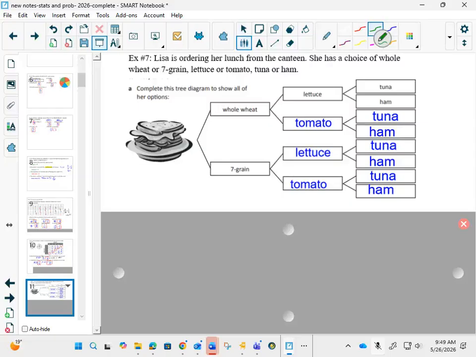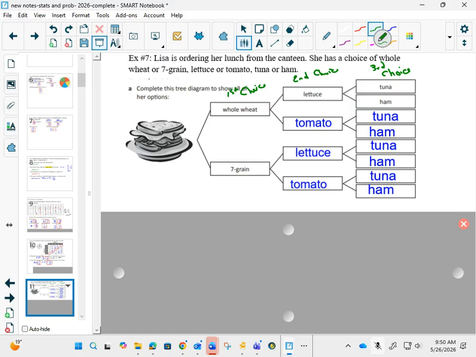And then you have your first choice here, your second choice here, and your third choice here. So first she has to decide what kind of bread she's going to have. This looks like a sub.